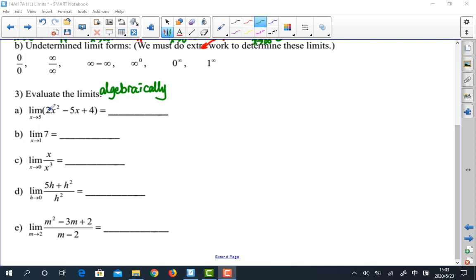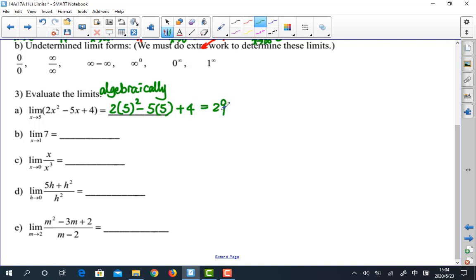Let's look at the first one. Find the limit of 2x squared minus 5x plus 4 when x approaches 5. The first technique you need to remember is called subbing. If you sub x equals 5 into this function, you can find the y value. This is a defined value. Your limit value is done. So let's sub in. We use the 5 to replace every single x in the function and calculate this one. This is 50 minus 25, 25 plus 4, 29.